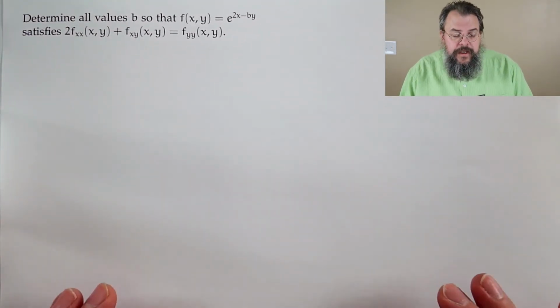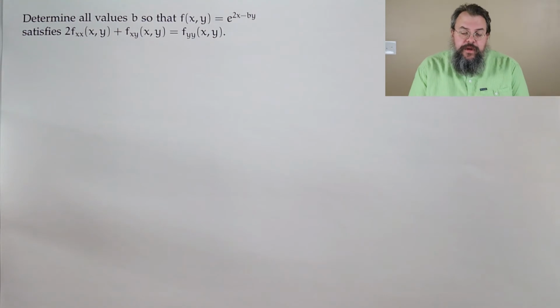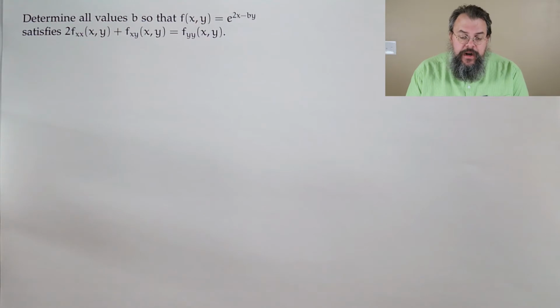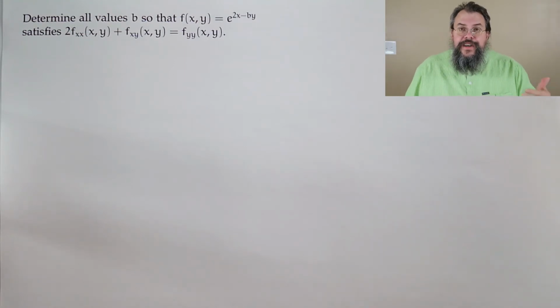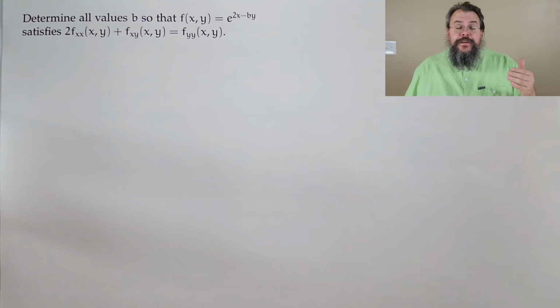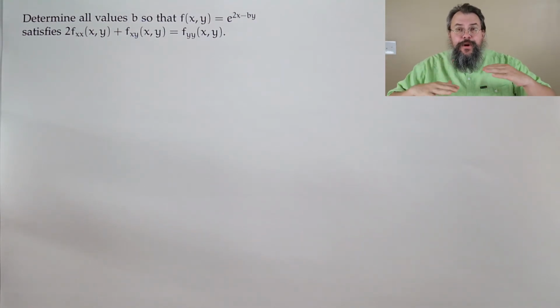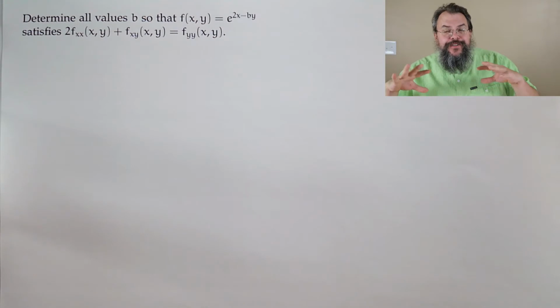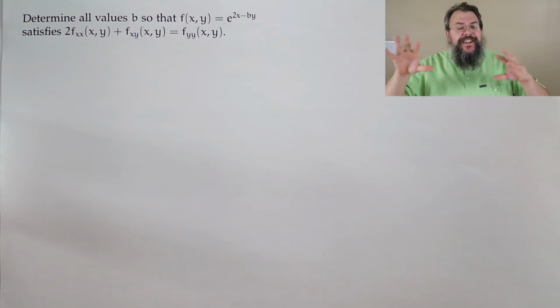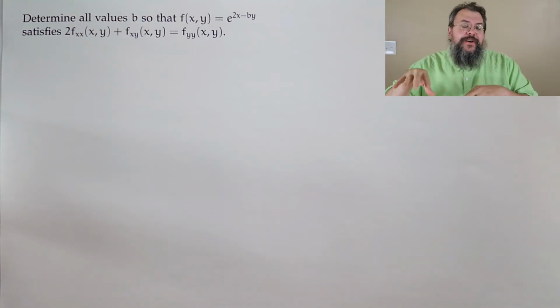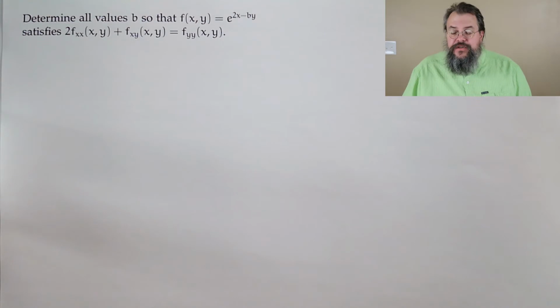Another problem. Determine all the values of b so that the function e to the power 2x minus by satisfies the following relationship: 2 f x x plus f x y equals f y y. So in other words, we have an equation that involves partial derivatives. So we're kind of trying to solve a partial differential equation. But we've been given a big hint saying it kind of looks like this. We just really need to narrow it down to make sure we have it just right.